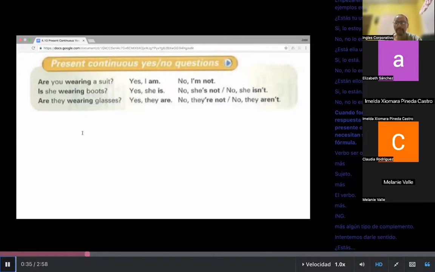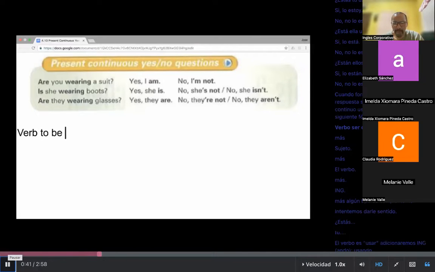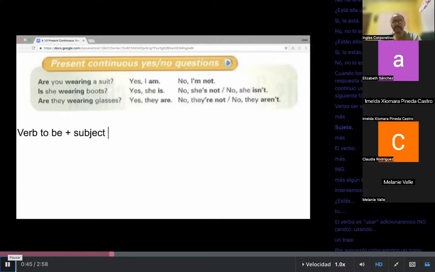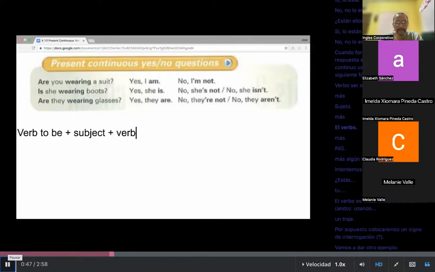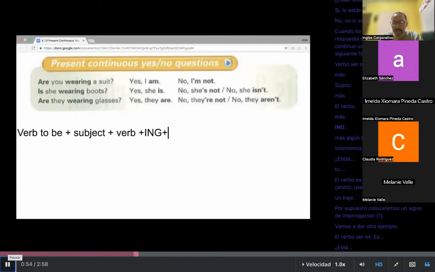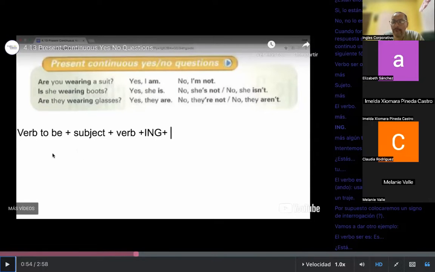Yes or no questions in the present continuous tense, you need to follow this formula. Verb to be plus the subject plus the verb plus ing. Okay. ¿Y qué estamos viendo ahorita?